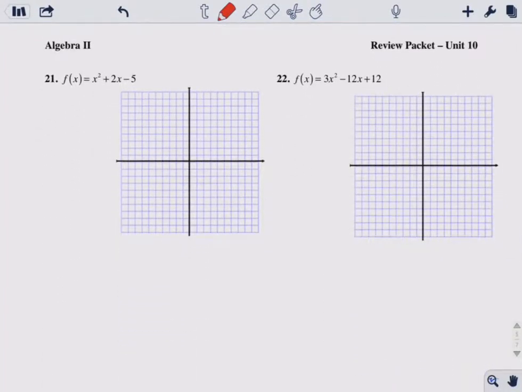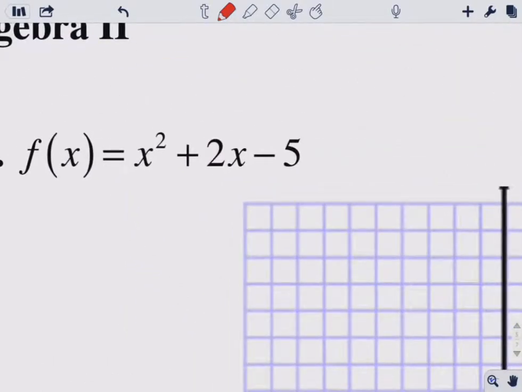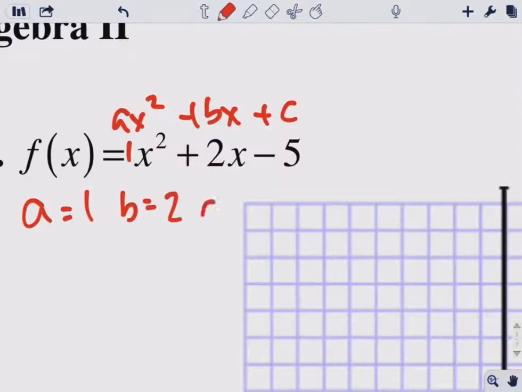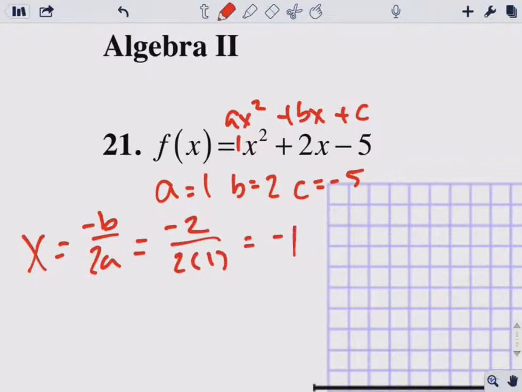So that's 20. Let's look at 21. Okay, which form does that fit? It fits ax squared plus bx plus c. Okay, so in this case, a is equal to 1, b is equal to 2, c is equal to negative 5. So for these, the vertex is harder to find. X is equal to negative b over 2a, or negative 2 over 2 times 1, which is negative 1.